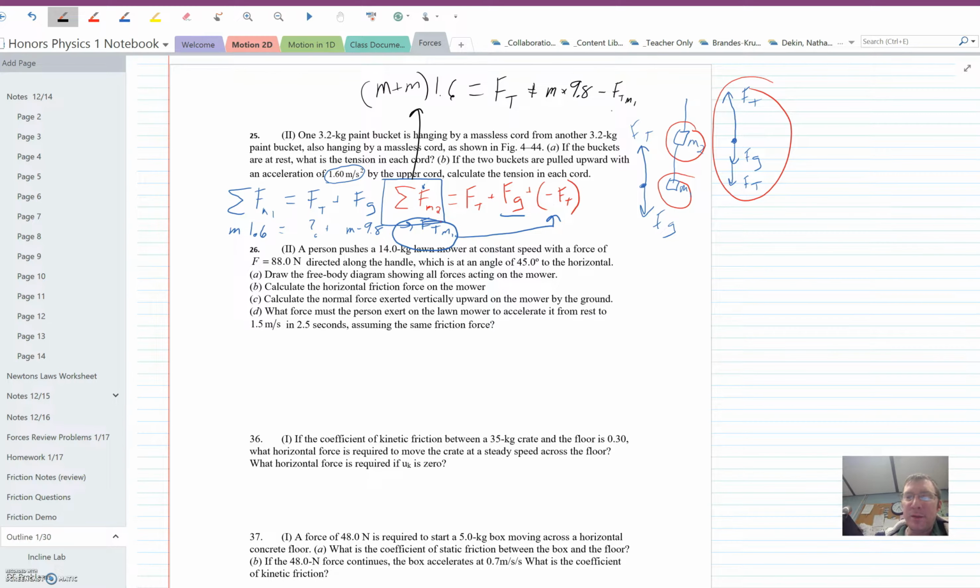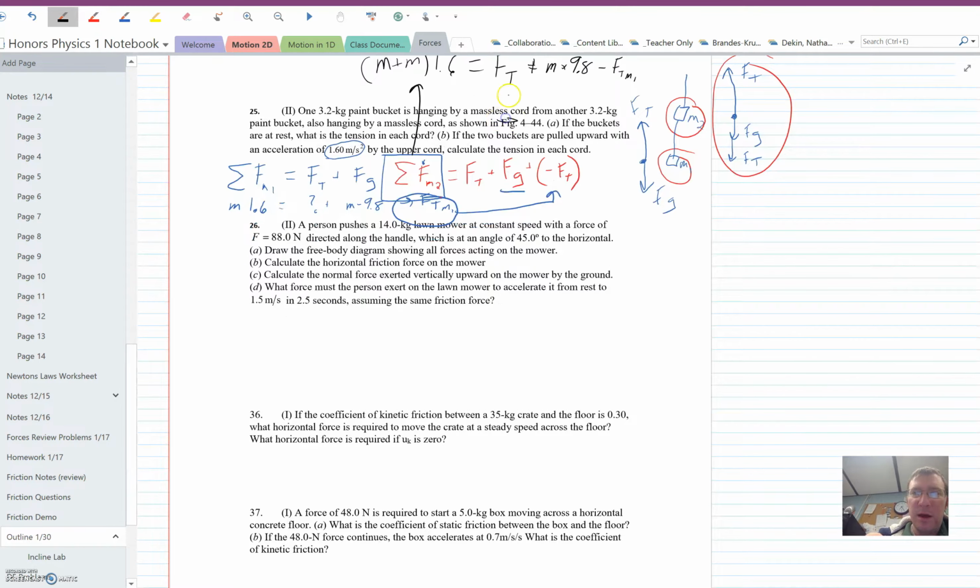Okay, again, masses we know, so we're just plugging in masses, and you should be able to get the tension on the second cord here, because that's our only variable.